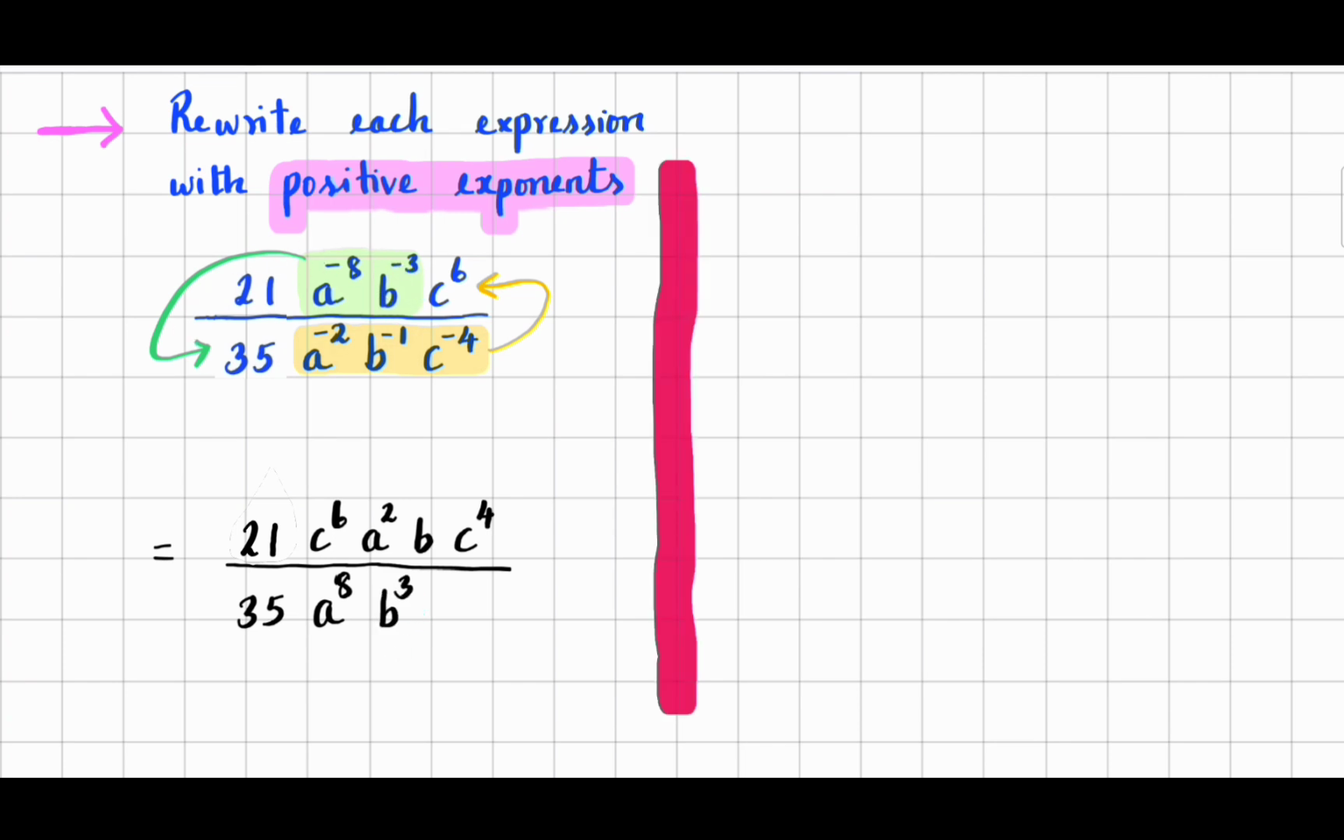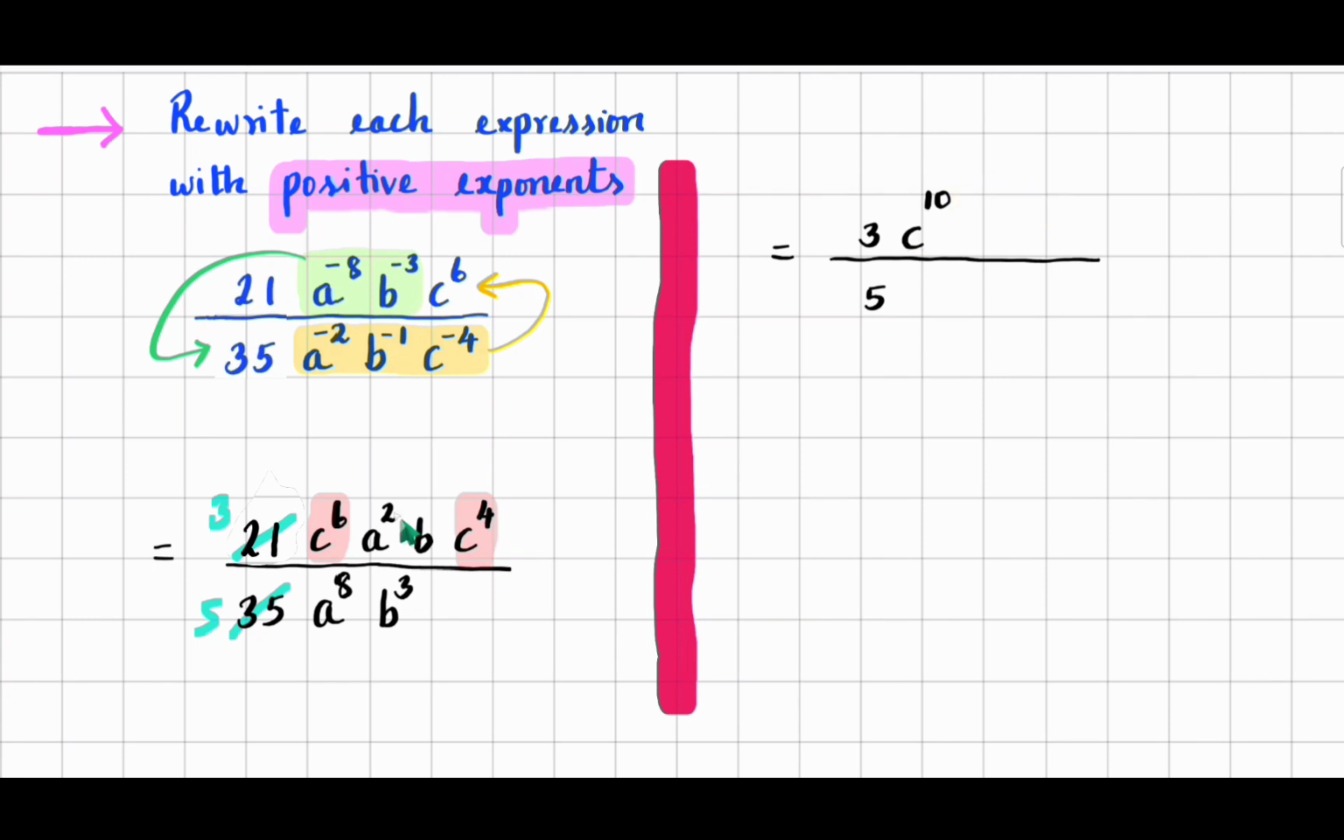Let's start to simplify now. So what do you think we need to do? We can cancel the numerator 21 and the denominator 35 by the common factor 7. By doing so, we get 3 in the numerator and 5 in the denominator. And c power 6 times c power 4 is c power 10. Since bases are the same, write the base and combine the powers, 6 plus 4.